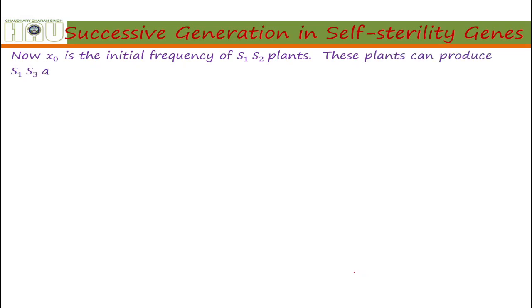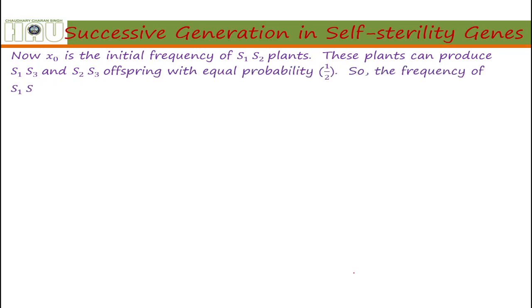Now X0 is the initial frequency of S1 S2 plants. And these plants can produce what type of offspring? S1 S3 and S2 S3 offspring with equal probability. So the frequency of S1 S3 and S2 S3 in the resulting population is half of X0.